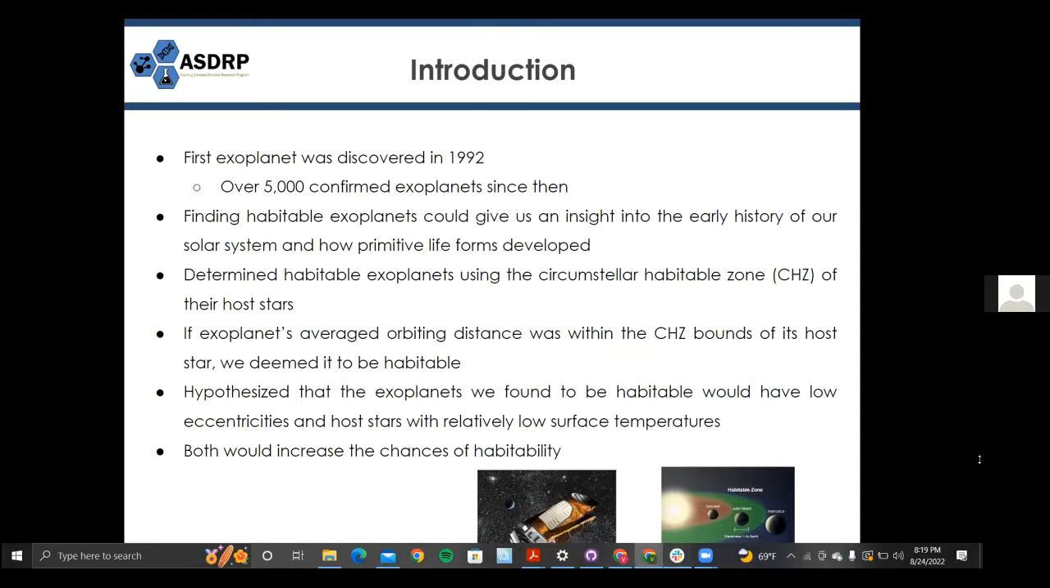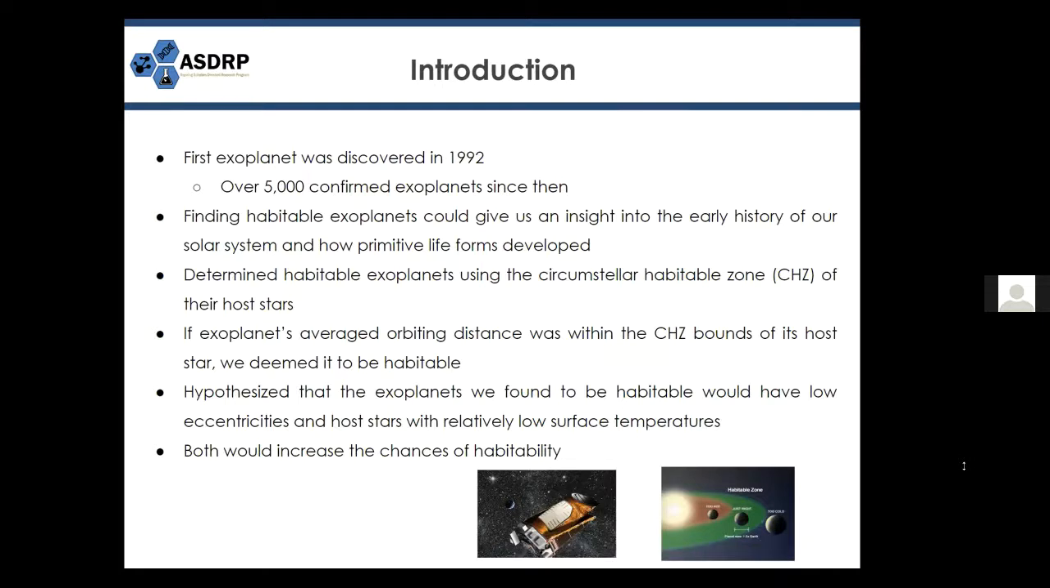liquid water. Our primary method for determining an exoplanet's habitability and ability to host liquid water was to determine the circumstellar habitable zone, or CHZ, of its host star, or the range of orbits around a star in which an exoplanet can support liquid water. You can see a rough estimate of what a star's CHZ would look like in the lower right image. And as Vineet said, if the exoplanet's average orbiting distance was within its host star's CHZ bounds, we deemed the planet to be habitable.